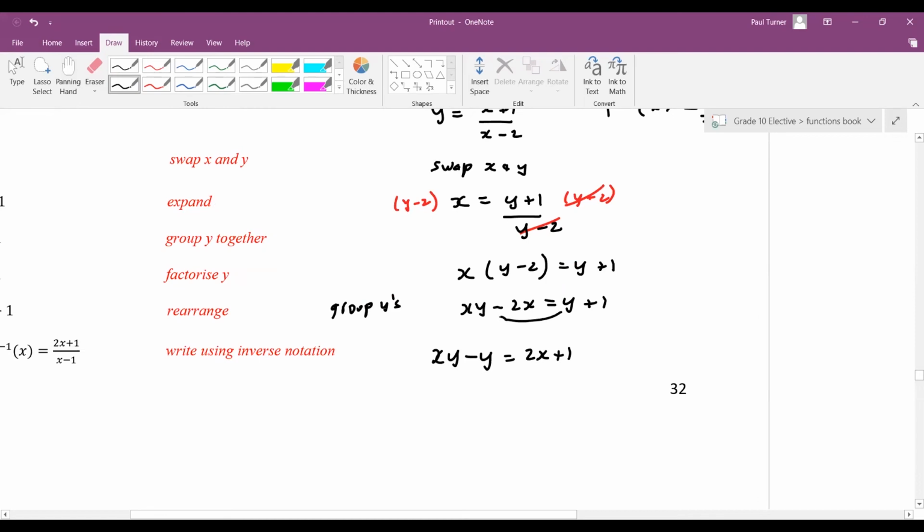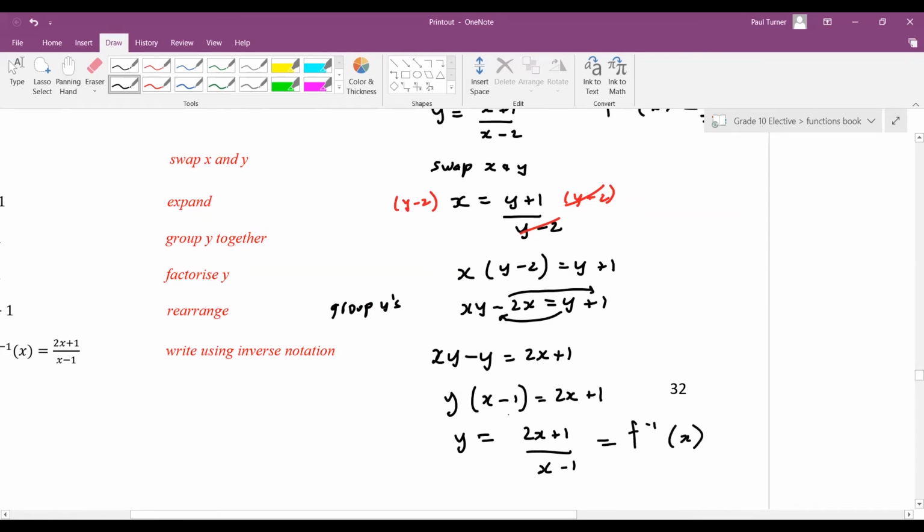So I bring the y to this side and I bring the minus 2x to this side. That's all I did there. Now you see here, y is a common factor, which is really good because that will give us 1y instead, x minus 1. So factorize out the y here, equals 2x plus 1. And y, therefore, would equal 2x plus 1 on x minus 1. And that's your inverse function there.